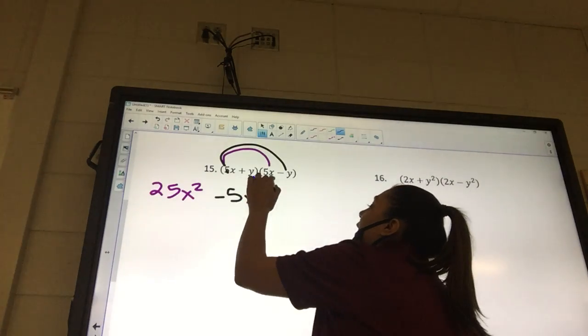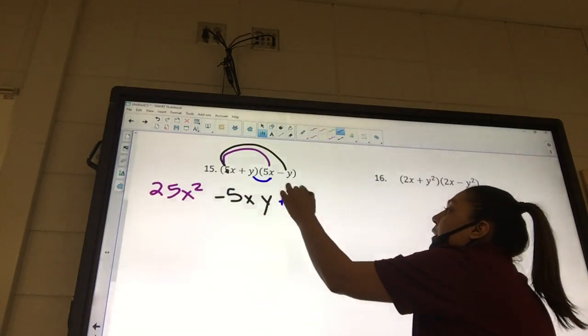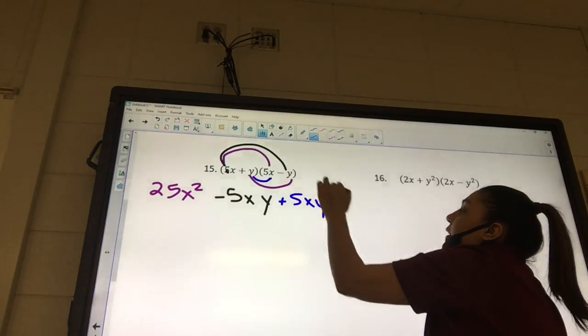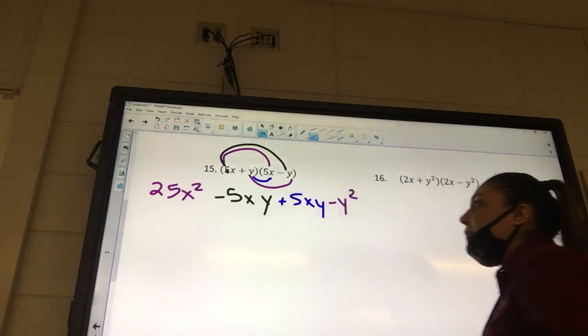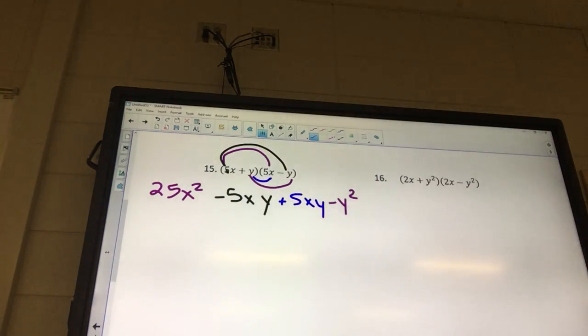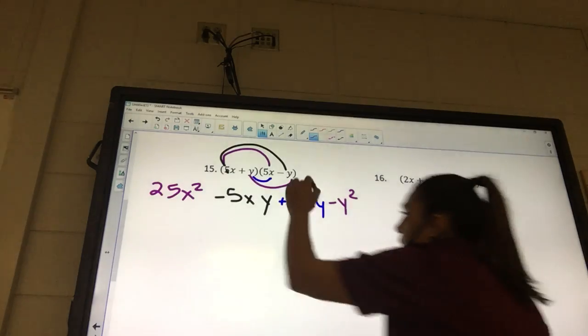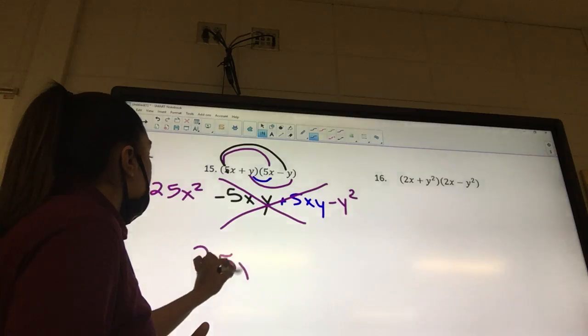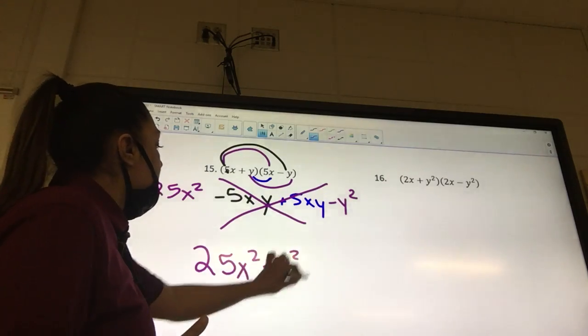All right. And then the inner. Okay, so I'm gonna have plus 5xy, and then the last is gonna be negative y squared. What happens to the middle? Nothing, it cancels, so 25x squared minus y squared.